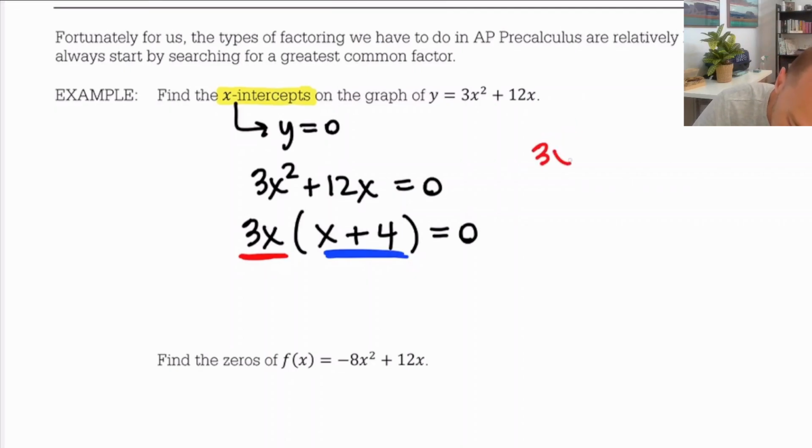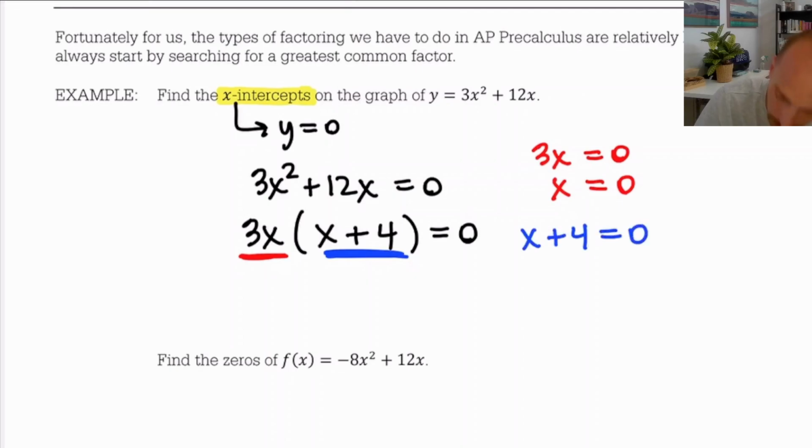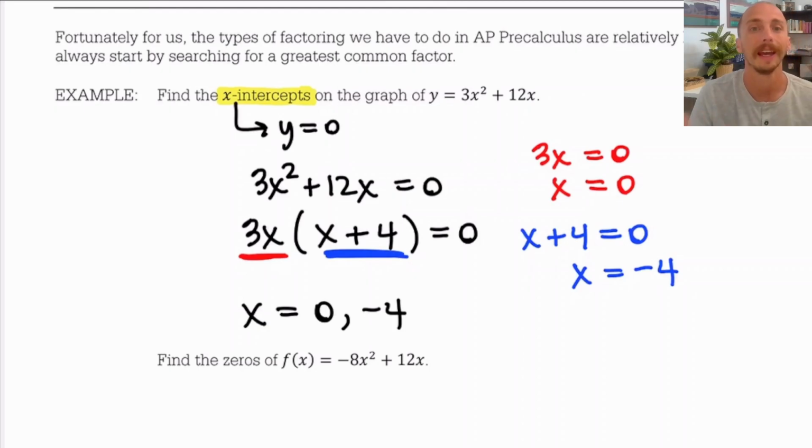So I can either have 3x is equal to 0, and I stop and think to myself, what number do I multiply by 3 to get 0? Only 0. That would be x is equal to 0. Or I could look at x plus 4 is equal to 0, and I can solve that. You could either solve it with your eyes, or you could solve it by subtracting 4 from both sides. And either way, you're going to see x is equal to negative 4. So my solutions are going to be 0 and negative 4. Those are the x-intercepts on the graph of y equals 3x squared plus 12x.